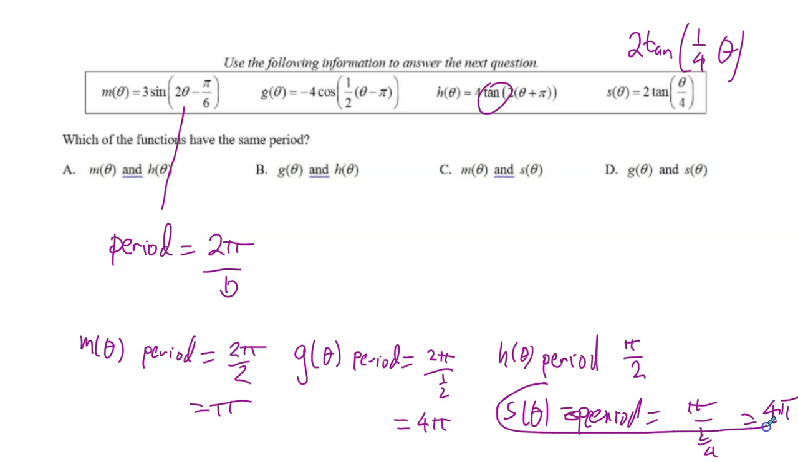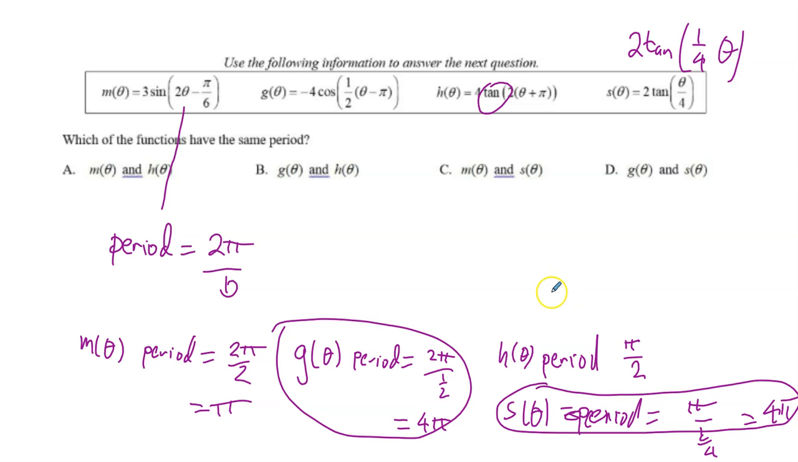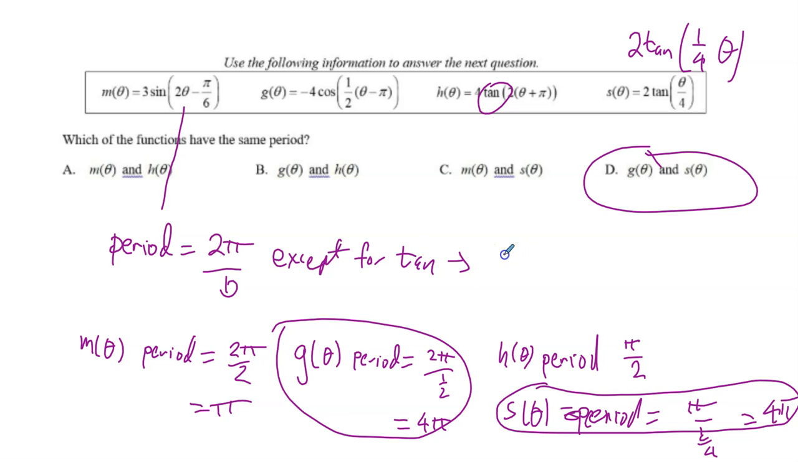So 4 pi is g and s. So g of theta and s of theta both give you periods of 4 pi, except for tan, where the period is pi over b.